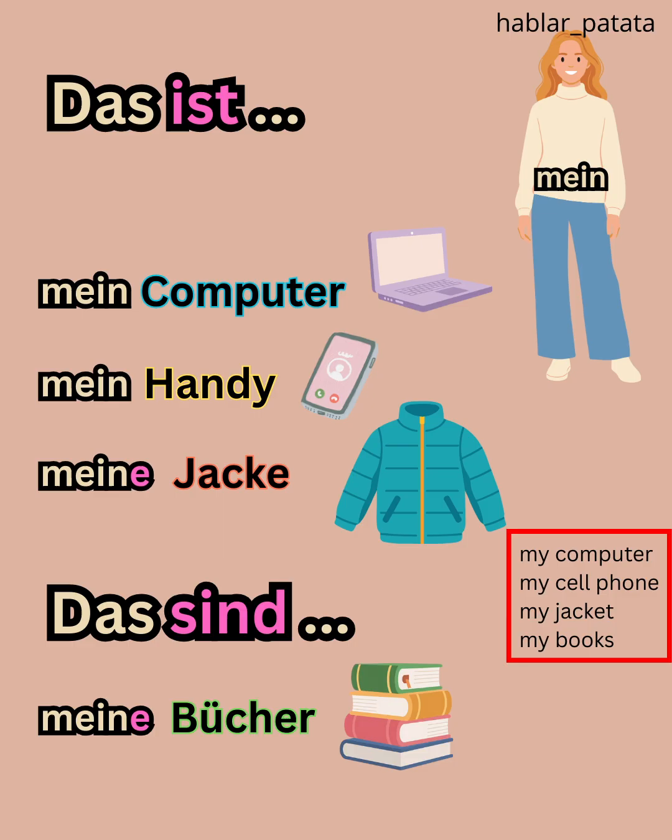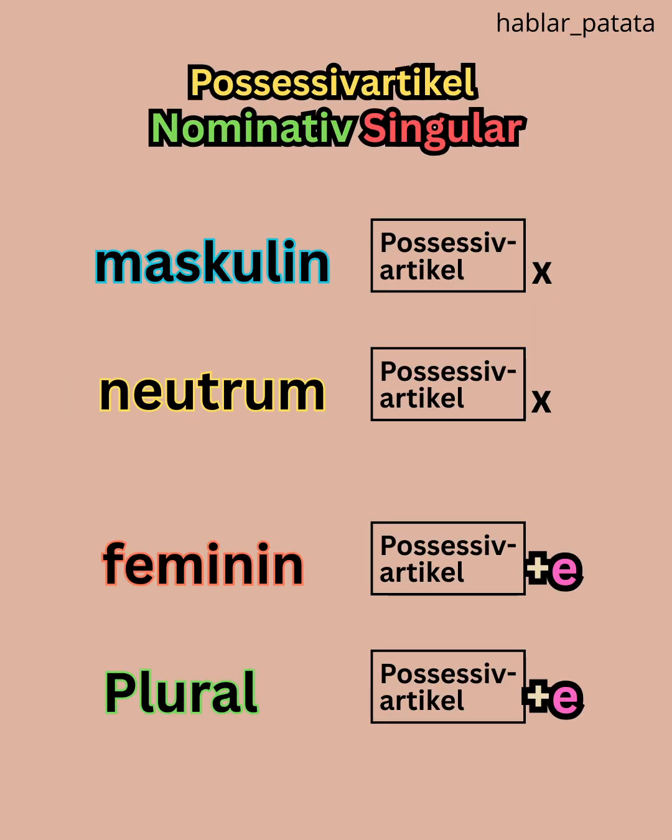So let's remember, in Nominativ, we do not add a new ending to the article for masculine and neutrum. For feminine and plural, we add an e. And we remember this pattern for all future Possessivartikel.